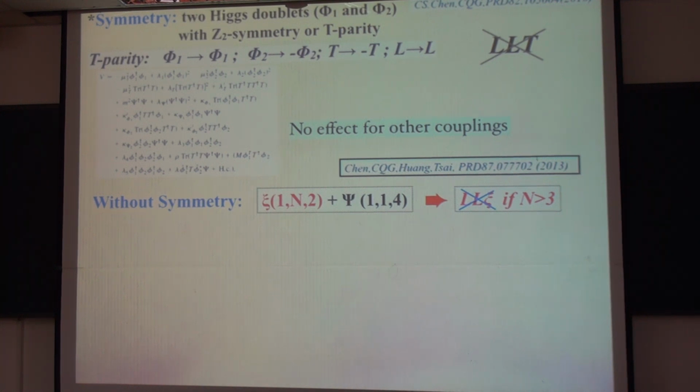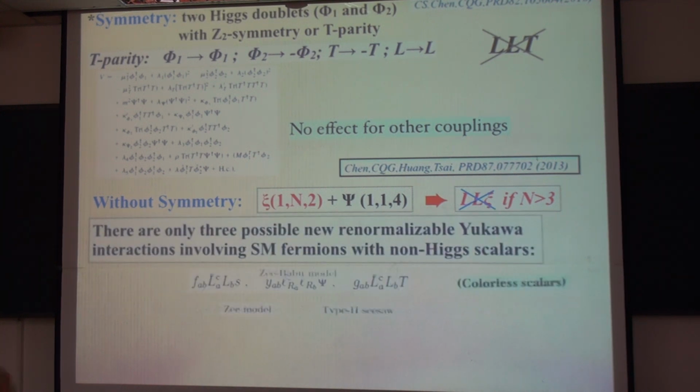Before I present the model, let me give a general discussion. There are basically only 3 possible new renormalizable Yukawa interactions involving the standard fermions with non-standard Higgs scalar. Of course, this is an assumption based on a colorless scalar. So if you have a scalar leptoquark, then it will be more complicated. And this is only 3.